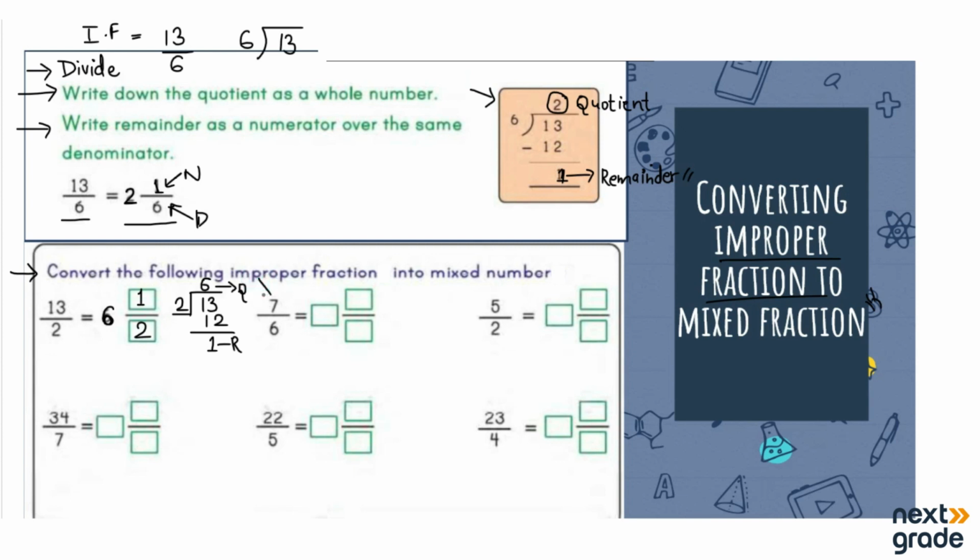Let's look at another question, that is 7 over 6, and we are going to first of all divide it. 6 ones are 6. We have 1 as the remainder, we have 1 as the quotient. So where do we write the quotient? We write the quotient in the whole number portion, and then we write the remainder as the numerator, and we write the same denominator of the improper fraction. So this is your mixed number now.